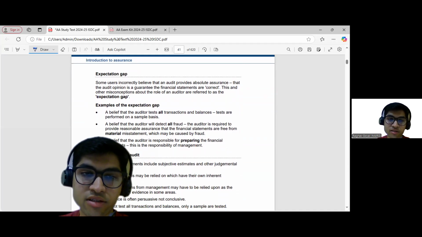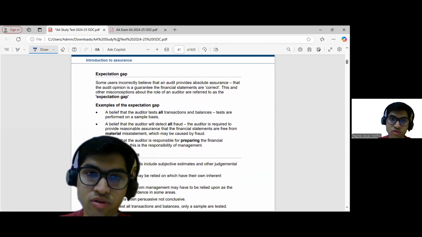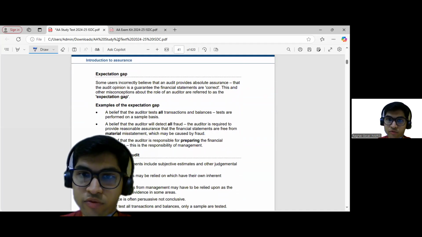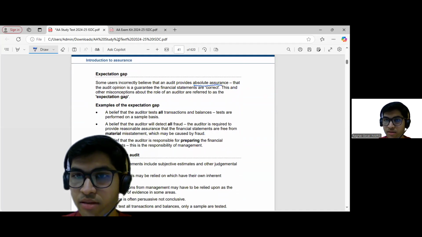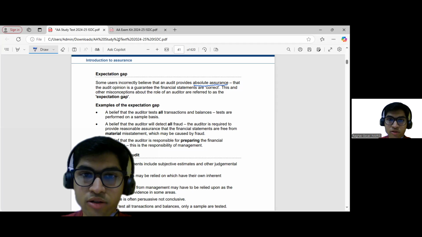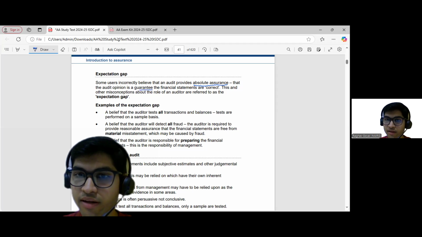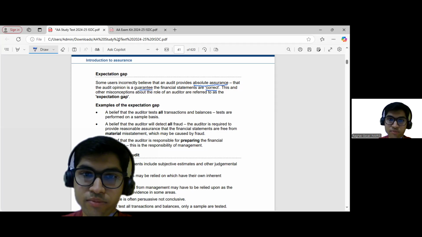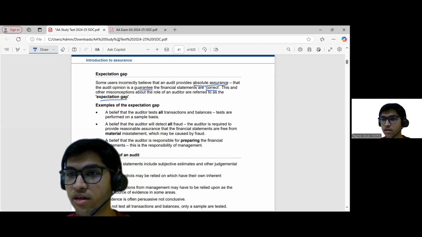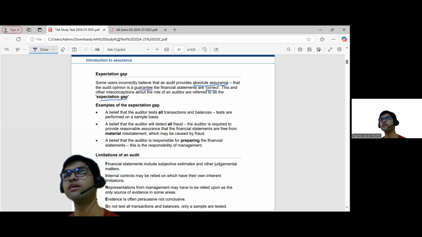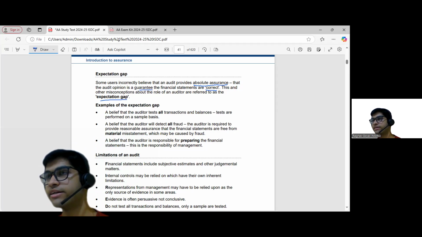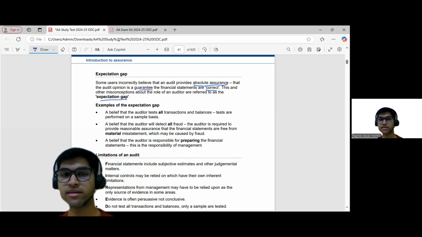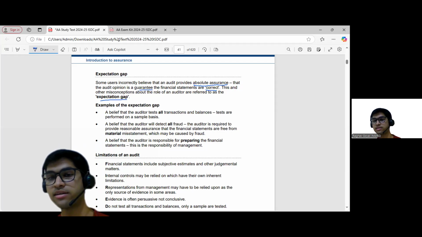We have the expectation gap. Some users incorrectly believe that an audit provides absolute assurance, like I referred to earlier, that the audit opinion is a guarantee that the financial statements are correct. These and other misconceptions about the role are referred to as the expectation gap. So this basically says that just because the financial statements are audited, you believe that the auditor has guaranteed you that there will be no error or anything like that in the FS. But that's not the case.